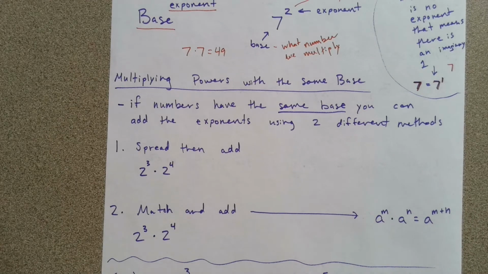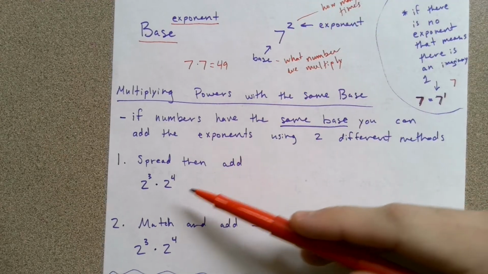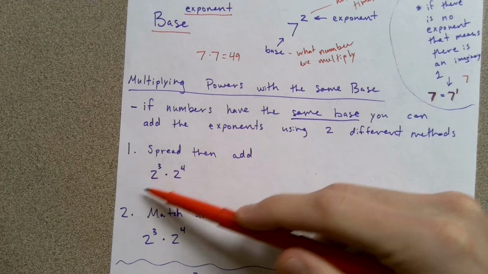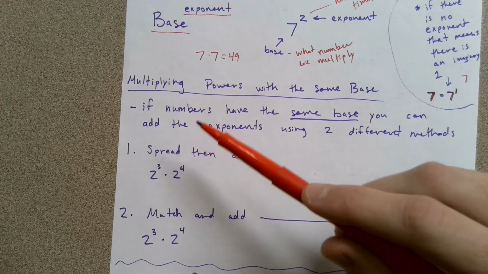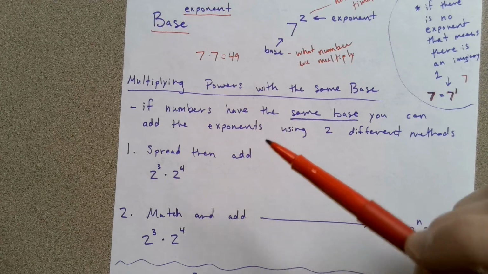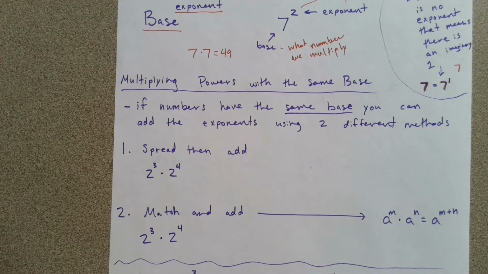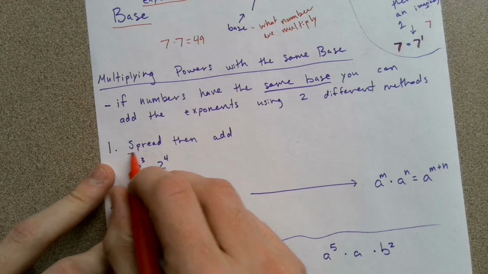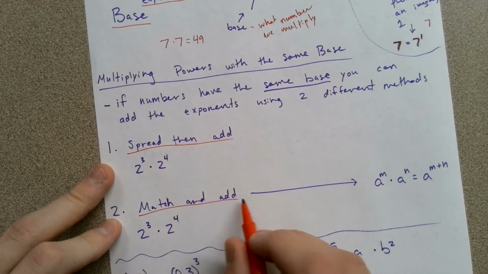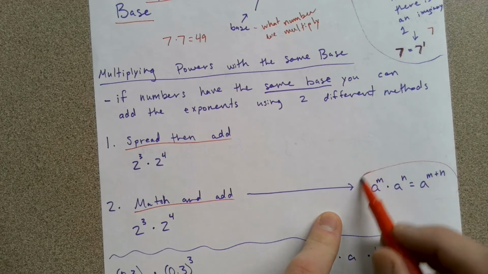We have some cool rules when we are multiplying powers with the same base. So we're talking things with the same base, so 7s, or in this case down here if you're looking ahead, I've got 2 right here, 2 right here. They have the same base. They have different exponents. So if you have two numbers that have the same base but different exponents and you are multiplying them, there's a pretty easy way that we can do that. I'm going to show you two different methods. The first one is the spread then add. The second one is going to be the match and add, and match and add actually has a formula for it right here. So if you want to jot that down real quick, you're welcome to do that.